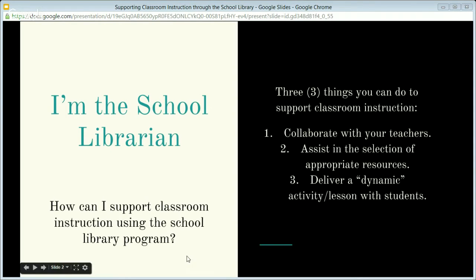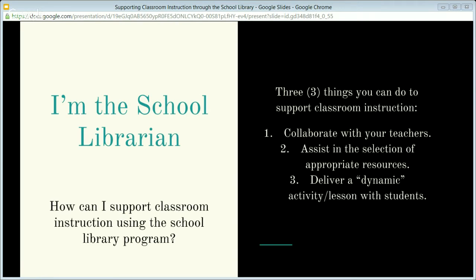So, you're the school librarian. Yes, you are. And I'm sure you are pretty awesome and amazing. So, you're the school librarian and you want to know, well, how can I support classroom instruction using the school library program or the library program that you have?